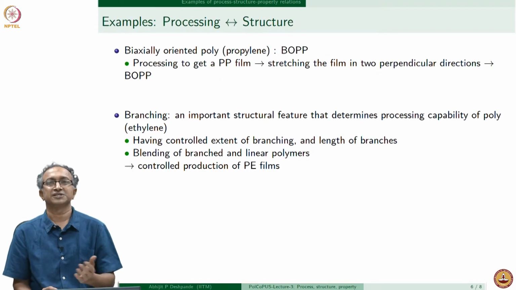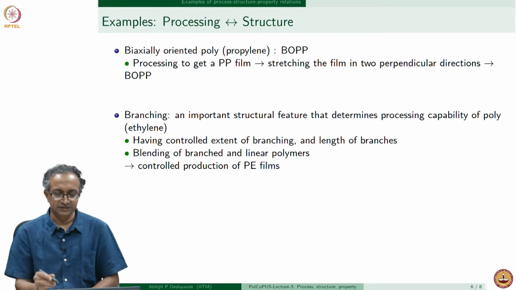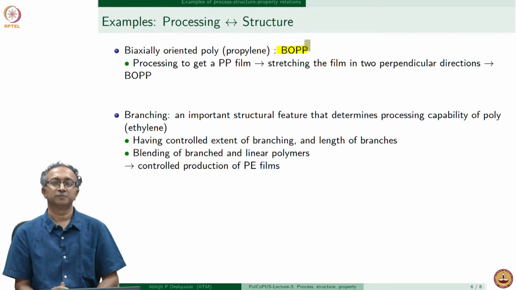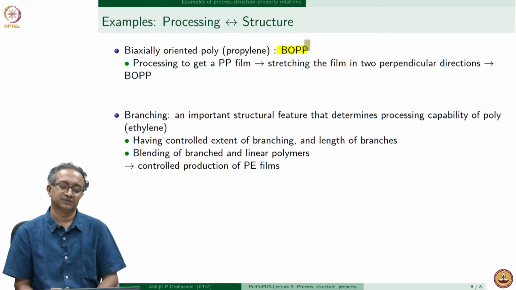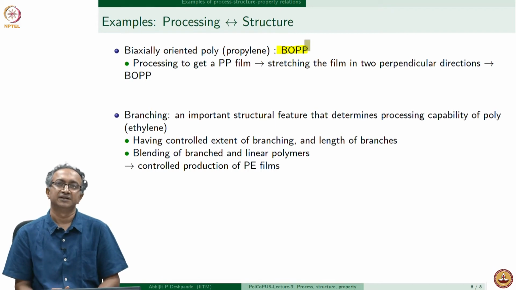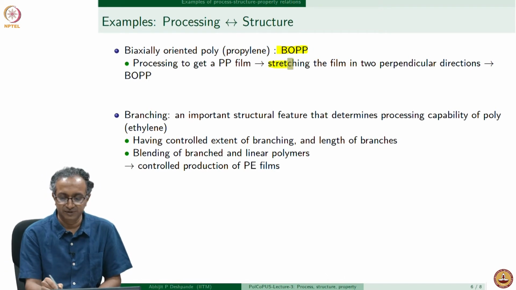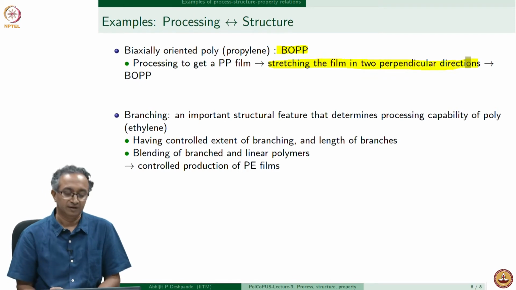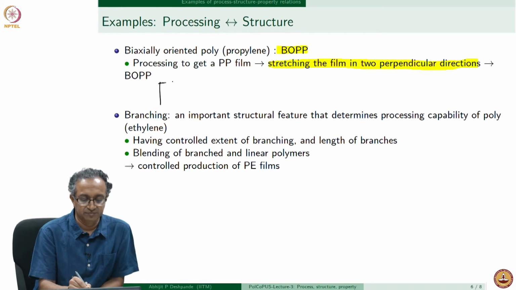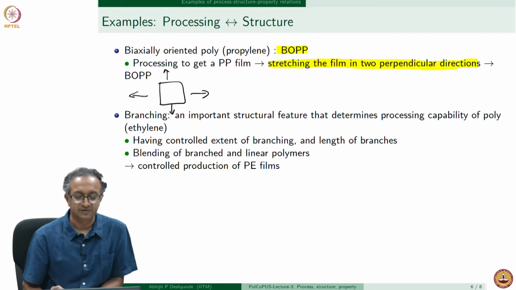So let's start with processing and structure relationships. The first example that I'm going to give is biaxially oriented polypropylene, BOP. If you search this term, you will see that lots of suppliers are there in each and every country which supply BOP films. And it's different compared to polypropylene. And the reason is that this film is processed in a particular way. What we mean by biaxial stretching is, if I get a film, I stretch it in two perpendicular directions.